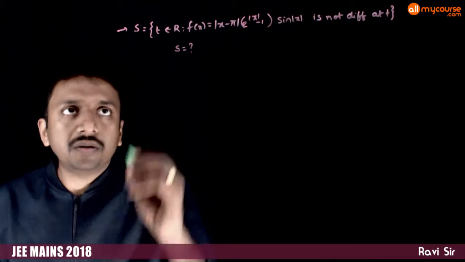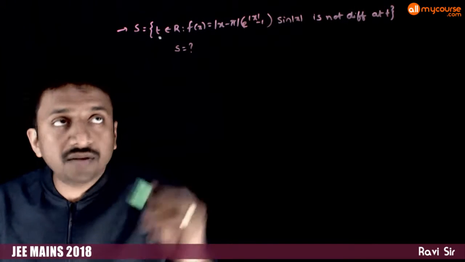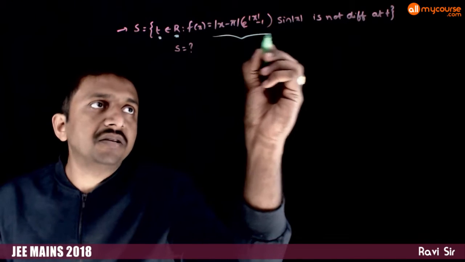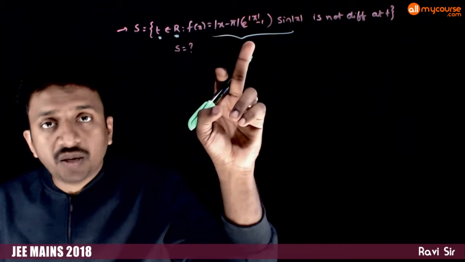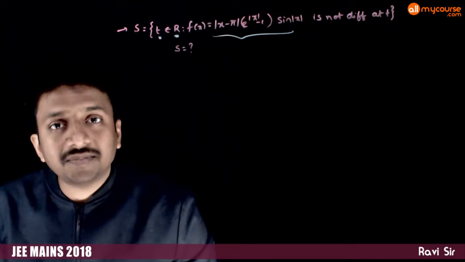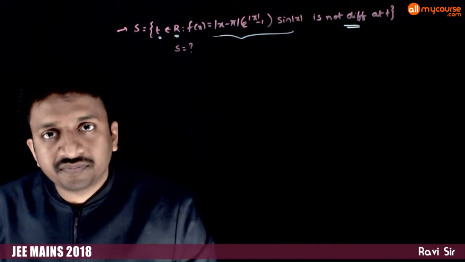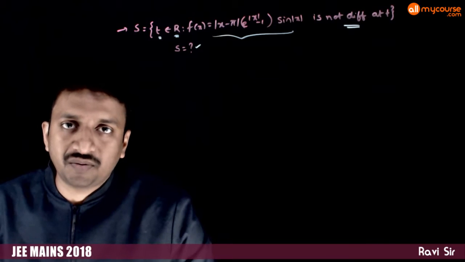In this question, you're given that S is equal to the set of all the values of t which belong to R, such that this function f(x) is equal to |x - pi| times e^(|x| - 1) times sin|x| is not differentiable at t. Then what is this set S? That's the question.